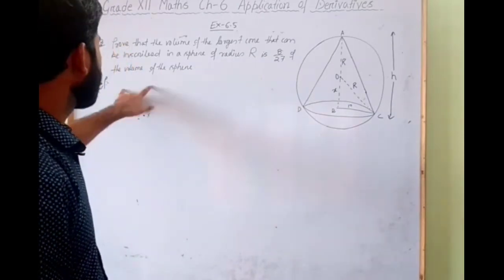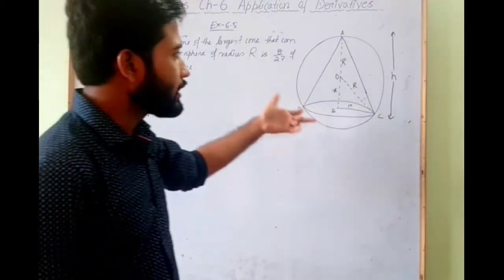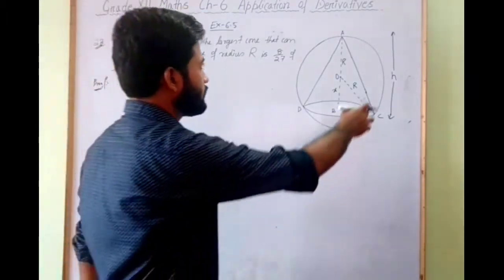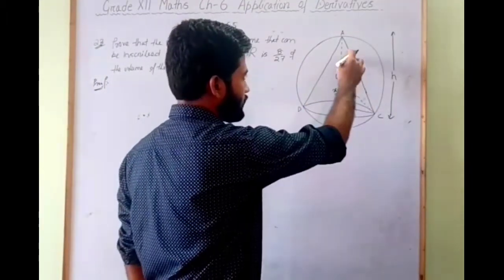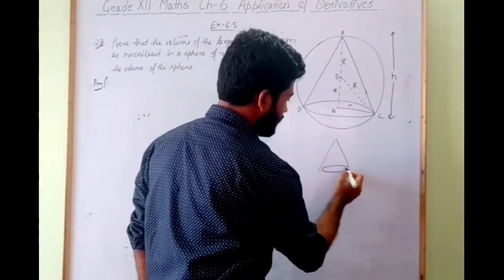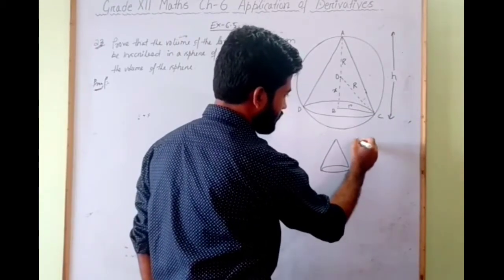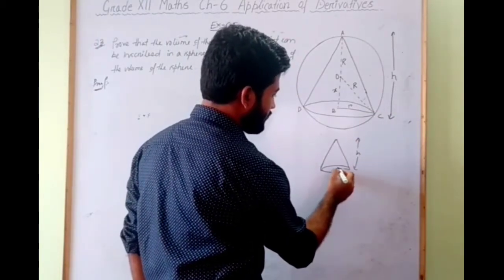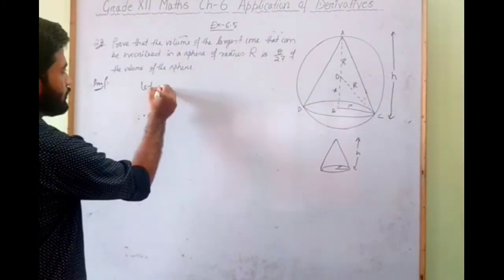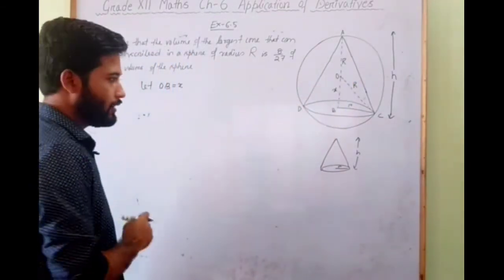So here we want to maximize the volume of a cone that is inscribed inside a given sphere having radius capital R. So here I have drawn the sphere with radius capital R, and this is the cone here. If I draw the cone separately, this is the cone, and the cone is of height h, and this is the radius small r. So let us consider OB is equal to x.